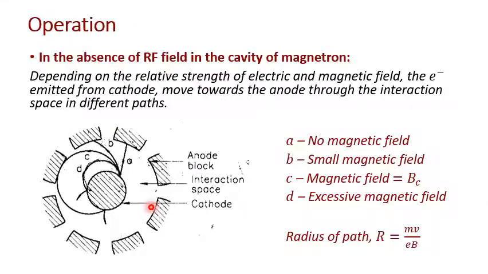If the magnetic field is greater than this critical magnetic field, then the electron will experience a greater rotational force and will return to the cathode faster. This causes the back heating of the cathode. These electrons will not reach the anode, but rather will come back to the cathode. They will spend very little time in the interaction space and then come back to the cathode.